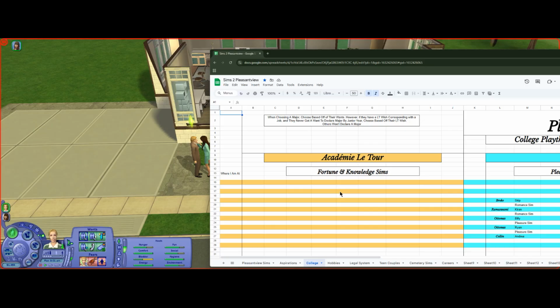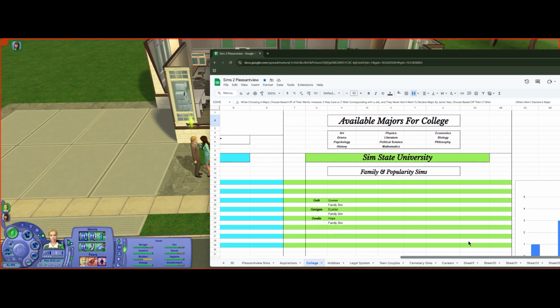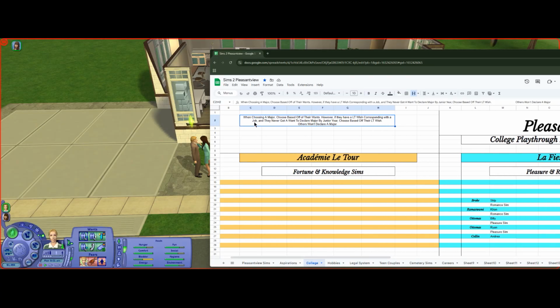So with my college tab, I actually updated this a lot. So I spent my time trying to think how can I make my college tab more interesting and how to keep up with things. So I added a couple of tip boxes on top of my college tabs and whatnot. But anywho, so this tip says when choosing a major, choose based off of their wants. However, if they have a lifetime wish corresponding with a job and they never get a want to declare a major by junior year, choose based off their lifetime wish. Others won't declare a major.